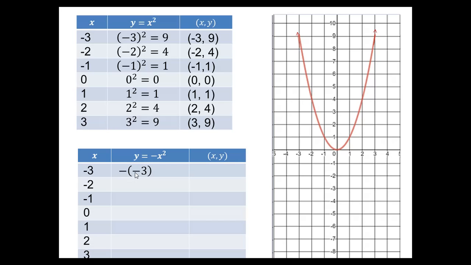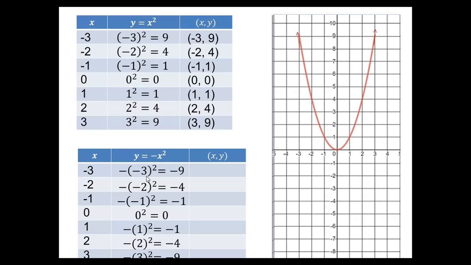Now we have negative times (-3) squared. That gives us -9. We have negative times (-2) squared. That's equal to -4. Negative times (-1) squared is -1. 0 squared is 0. Negative times (1) squared is -1. Negative times 2 squared is -4. And negative times 3 squared is equal to -9.